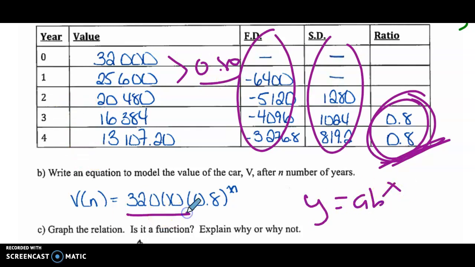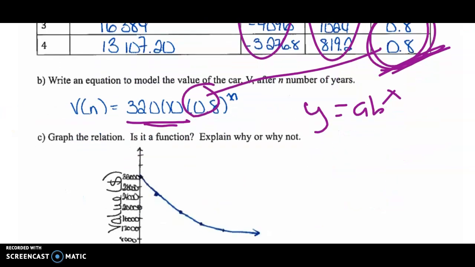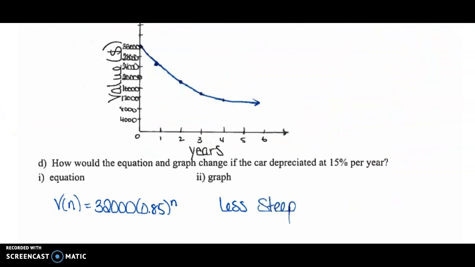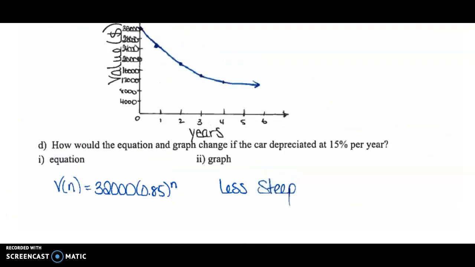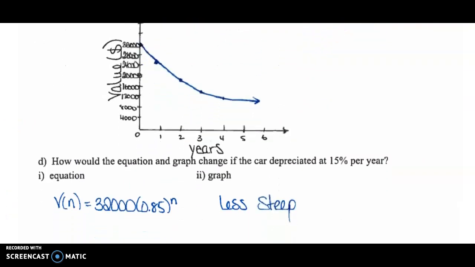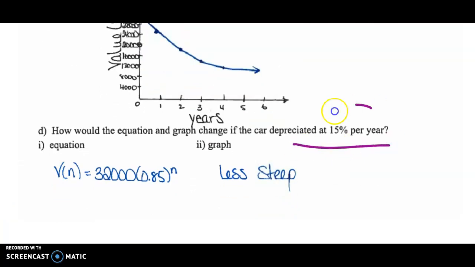You start with your initial value, and this here is going to be the ratio, okay? So you start off with the initial value, in this case $32,000, and you multiply by 0.8, or 0.80. Don't put 0.20. A lot of people do that. Big mistake. Don't do it. When you graph it, it gets smaller, and later on it'll flatten out. And the question is, what happens if it decreases at 15% per year?